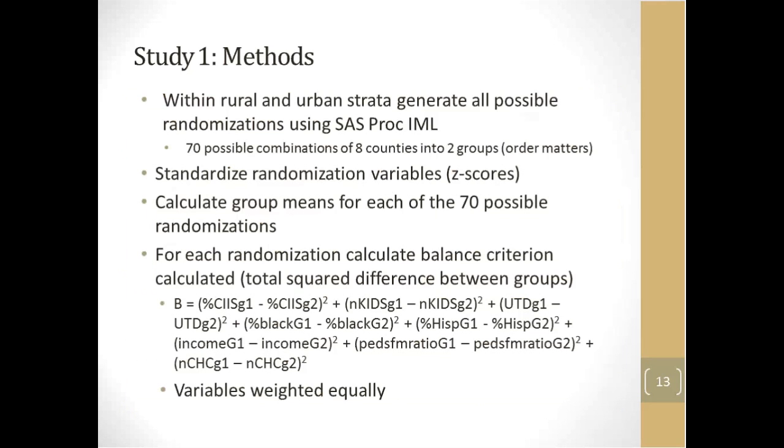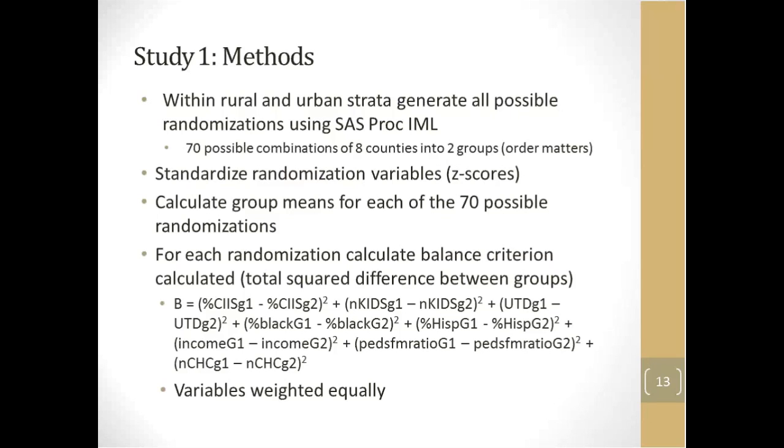Okay, so within the rural and urban strata, we generated all possible randomizations, and we used SAS Proc IML to do that. And we let order matter, but rather than deciding order, we just went ahead and allowed duplicates of randomization groups, one with one group first and the second with the other group first. And that worked well. So we had 70 possible combinations of 8 counties into 2 groups.